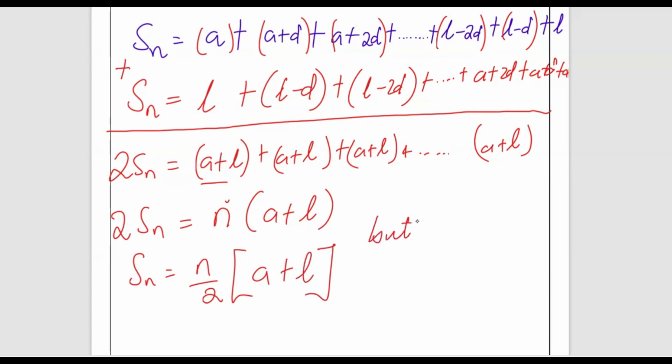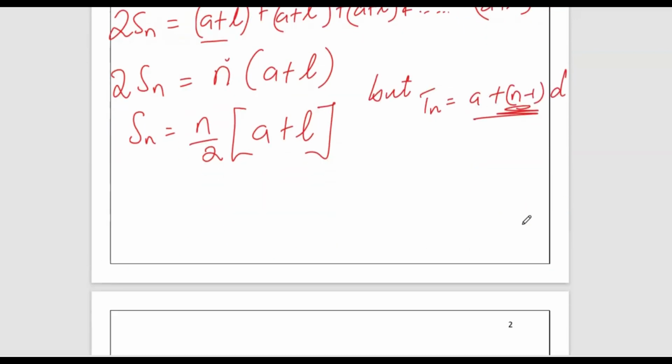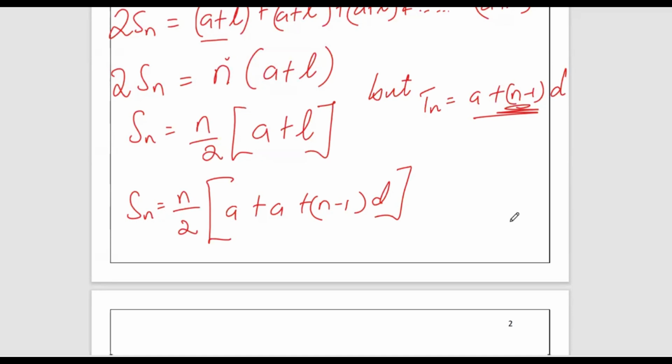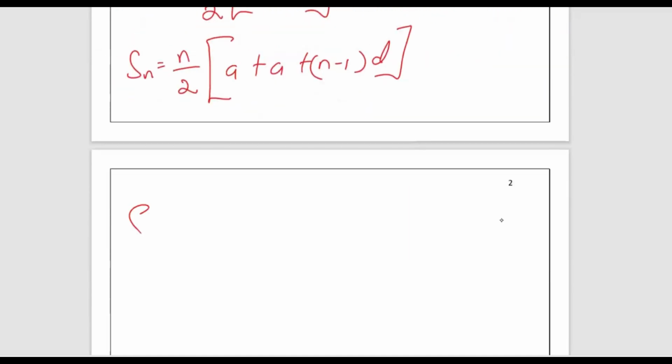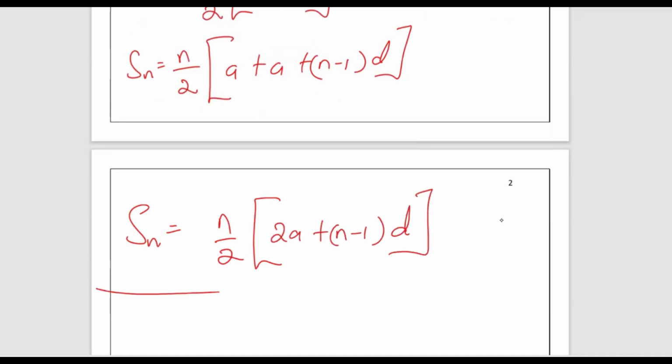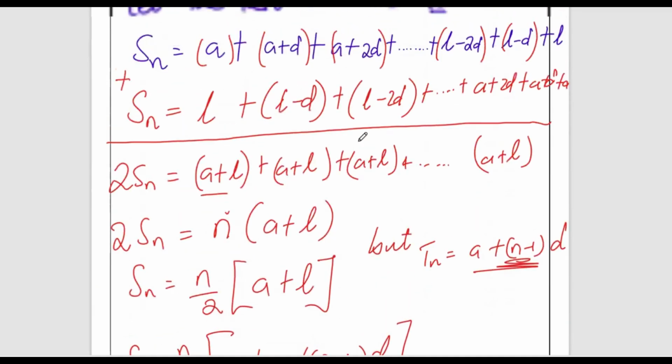But we know that the last term, which is the nth term of an arithmetic sequence, is given as a plus (n minus 1) into d. So I'm going to replace L with this whole thing, okay? Then I'll have my Sn being equivalent to n over 2 into a plus, now we have that a, and then plus (n minus 1) into d. We close the brackets. Then let's just collect the like terms and simplify within that bracket. So our Sn becomes n over 2 into (2a plus (n minus 1) into d). So that is how we prove the sum of an arithmetic series.